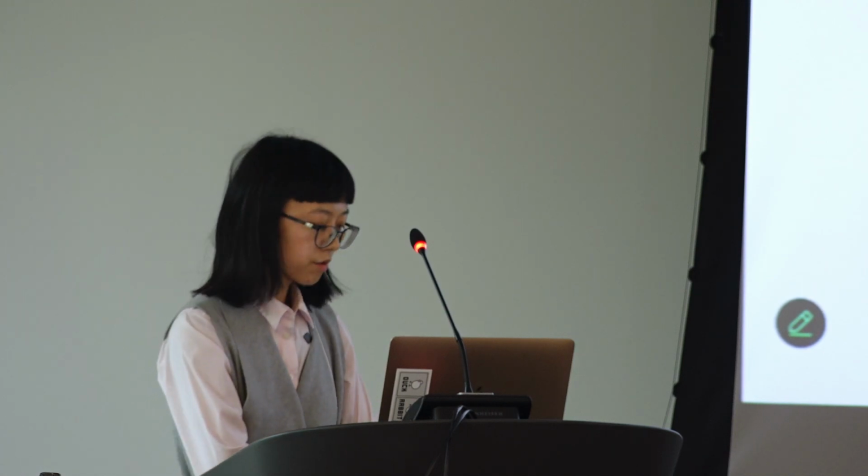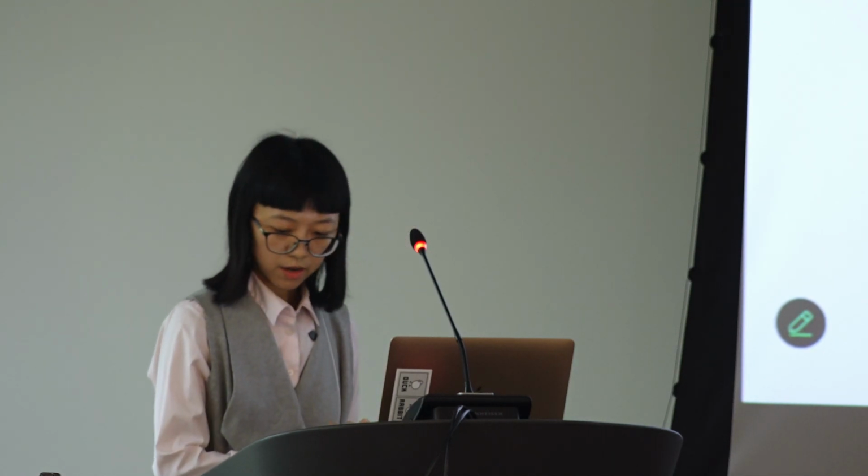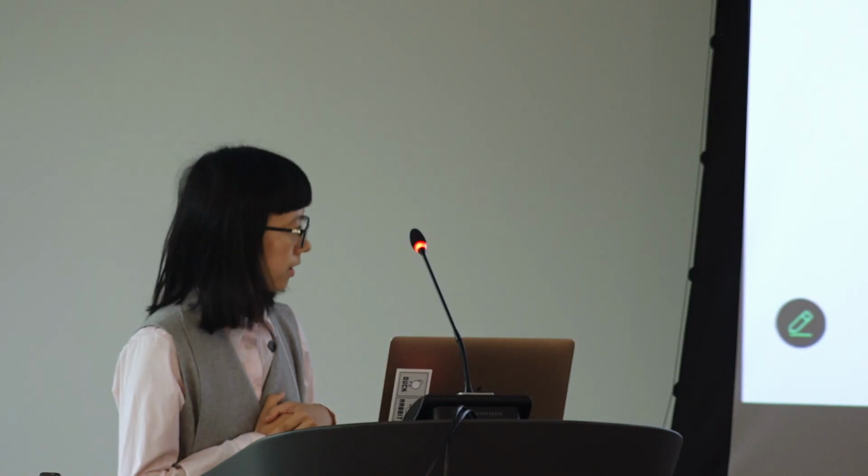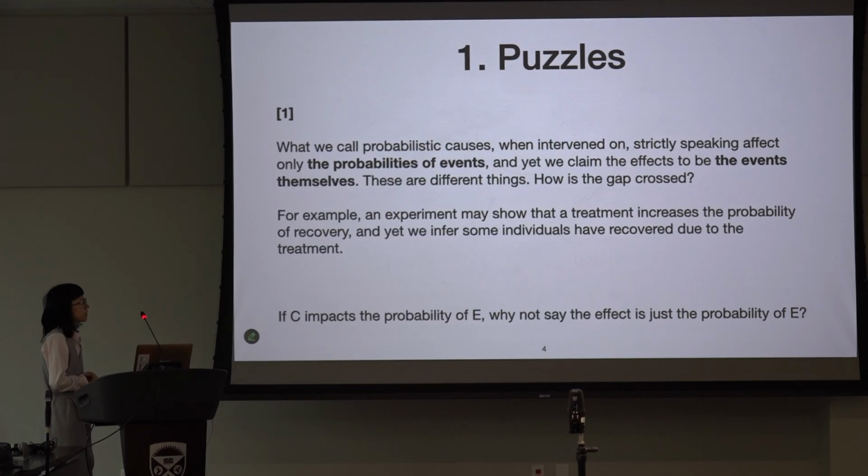So there are many puzzles about probabilistic causation, and I will talk about three of them. First, what we call probabilistic causes, when intervened on, strictly speaking, only affect the probabilities of events. And yet we claim the effect to be the events themselves. And those are different things, metaphysically speaking or epistemically speaking. So how is this gap crossed? A different way to put the puzzle is to say, if C impacts the probability of E, why not simply say the effect is just the probability of E?